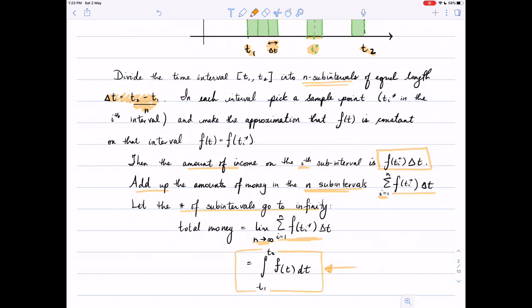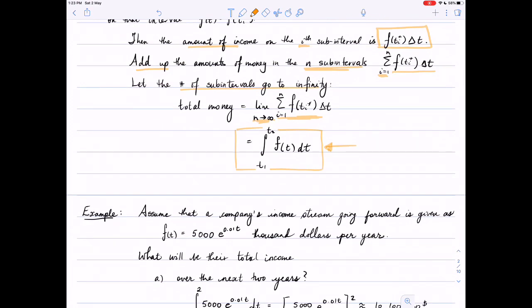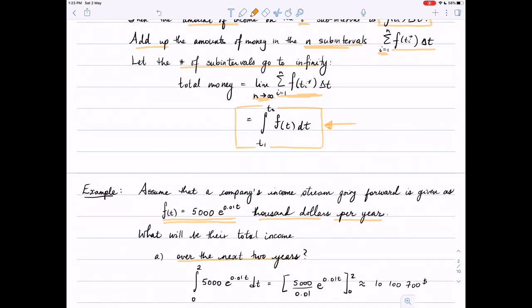So let us go ahead and do a little example. Let's assume that a company's income stream going forward is given by this. So this is the rate of income at any time t, given in thousands of dollars per year. And what we want to know is what will be their total income over the next 2 years. So over the next 2 years, that's from now, which is t1 equals 0, to 2 years from now, so t2 equals 2.